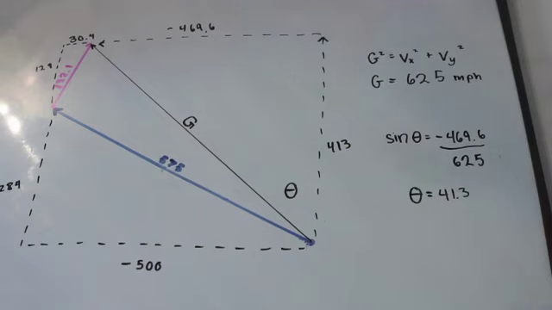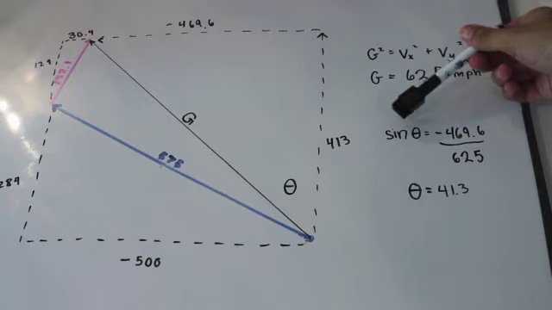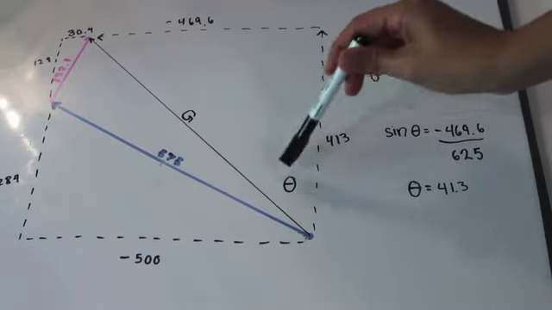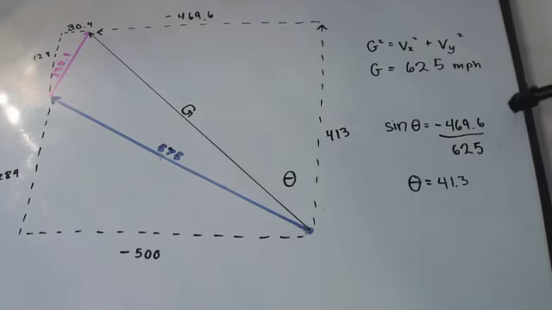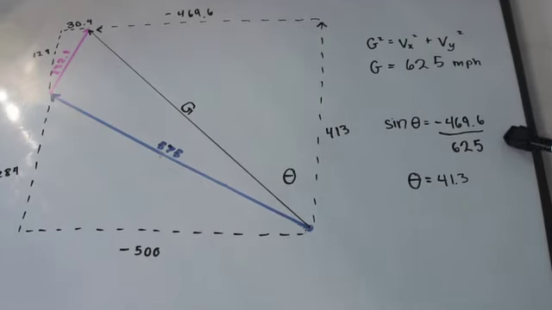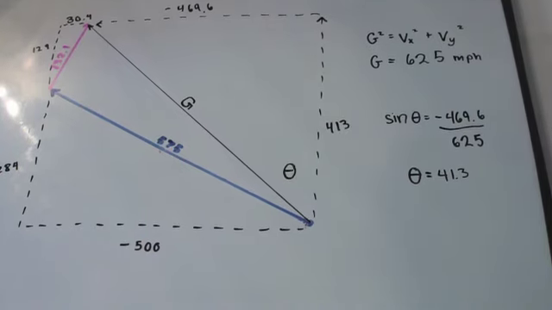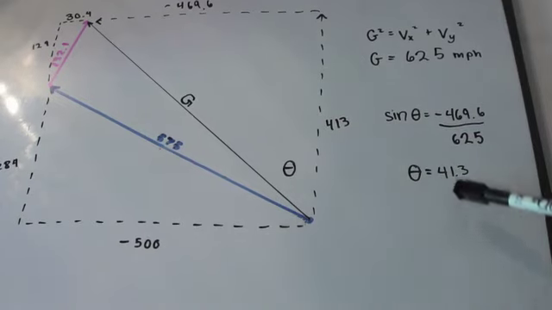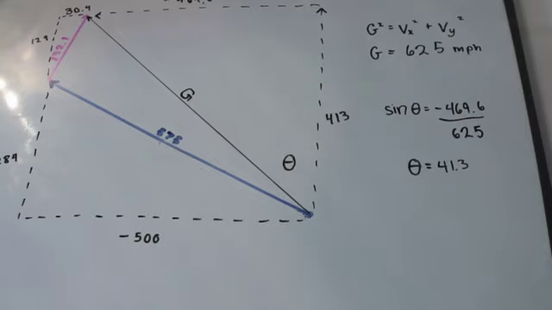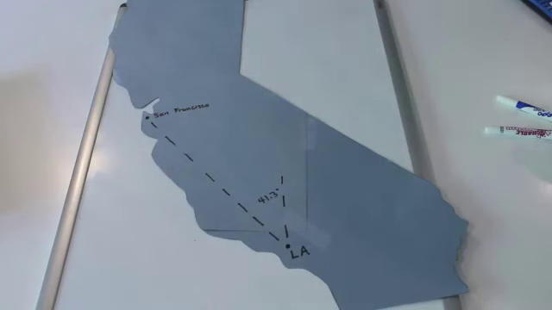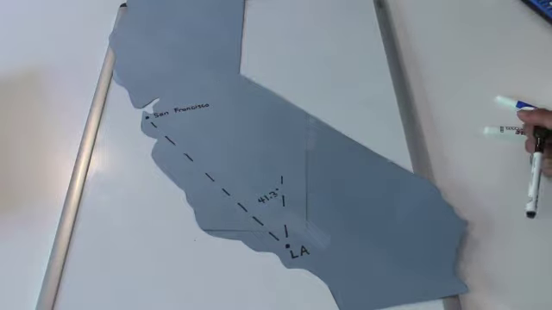Now we know how fast the plane is going, but we don't exactly know where it's going. So we're going to set up this trigonometric equation, where sine theta, or this angle over here, is equal to the opposite side, negative 469.6, over the hypotenuse, or ground speed, 625 miles per hour. Using the sine inverse button on our calculator, we'll find that theta equals 41.3 degrees and that our plane is headed 318.7 degrees from north. When we look at a map of California, we see that San Francisco is the city that's about 41.3 degrees away from LA.